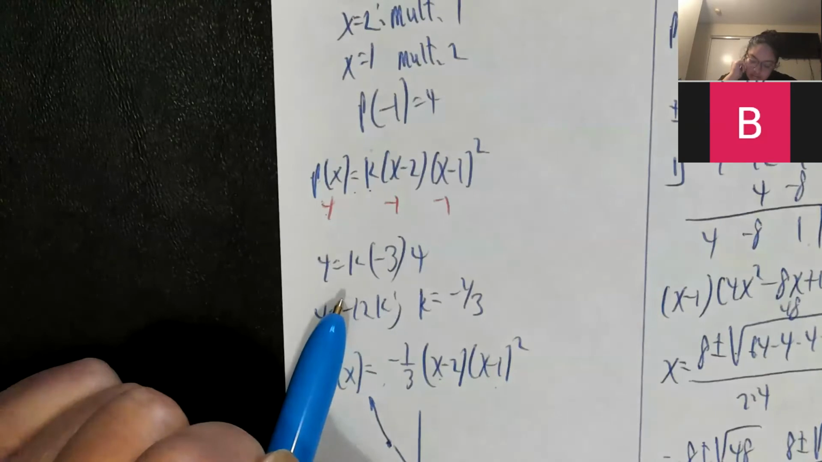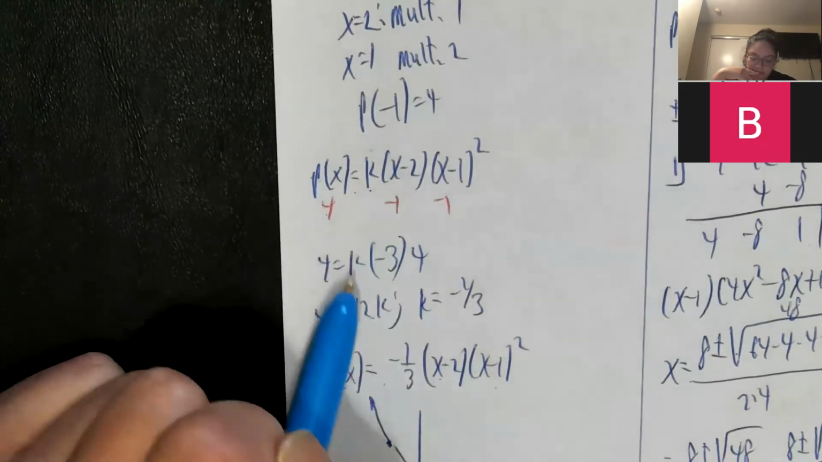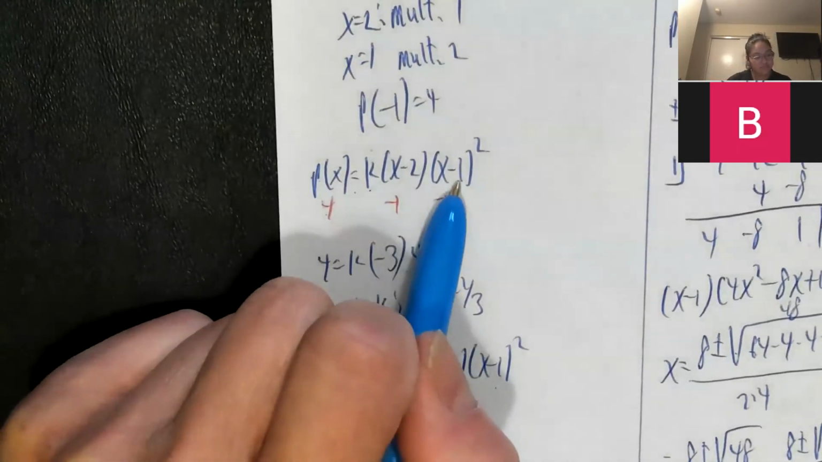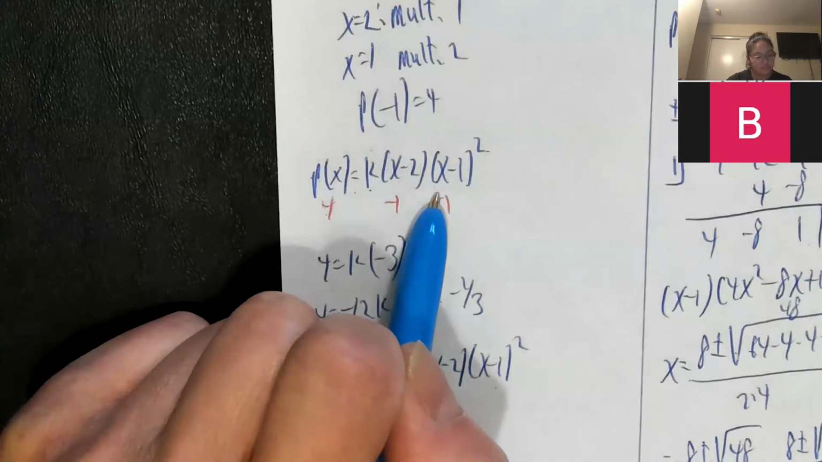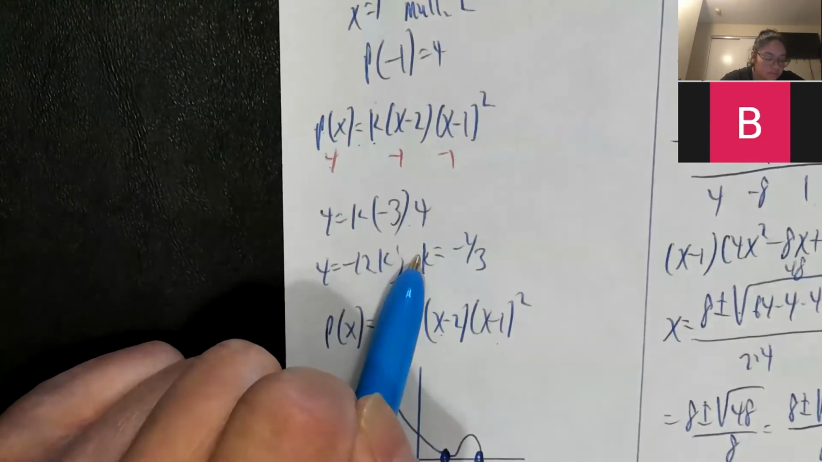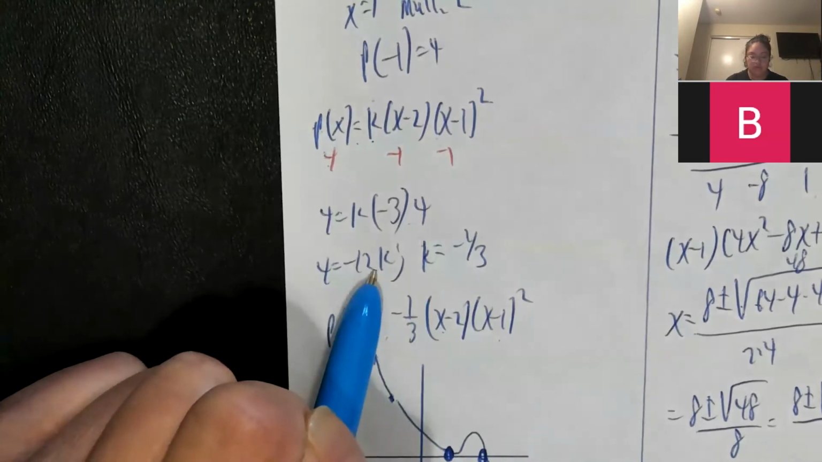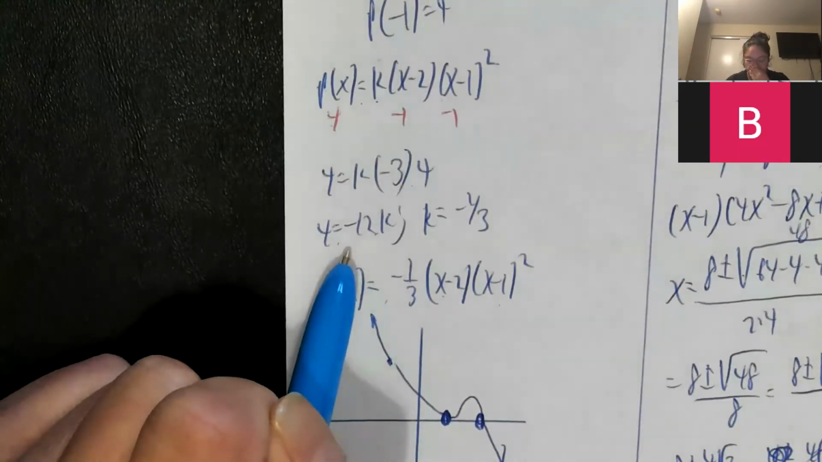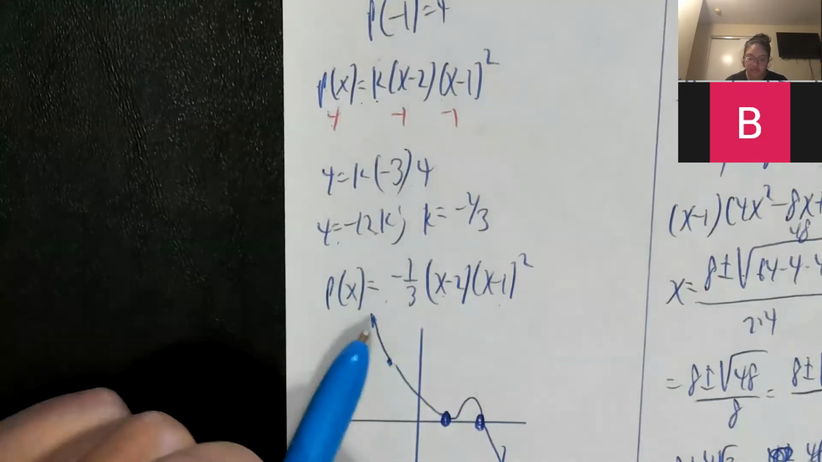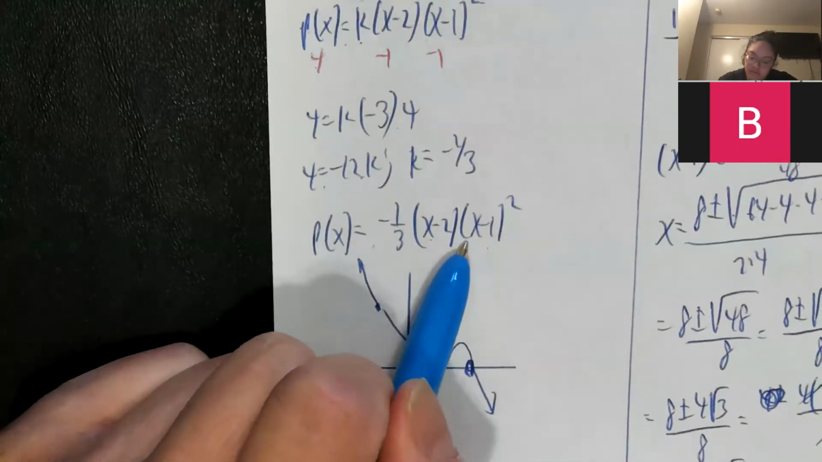All right, so here we go. 4 goes here, k goes here. Negative 1 minus 2 is negative 3. And where'd I get the 4 from? Negative 1 minus 1 is negative 2. Negative 2 squared is 4. And there we go. So 4 is equal to negative 12k, divided by negative 12. k is negative 4/12 or negative 1/3. Right, so the polynomial is negative 1/3 times x minus 2, x minus 1 squared.